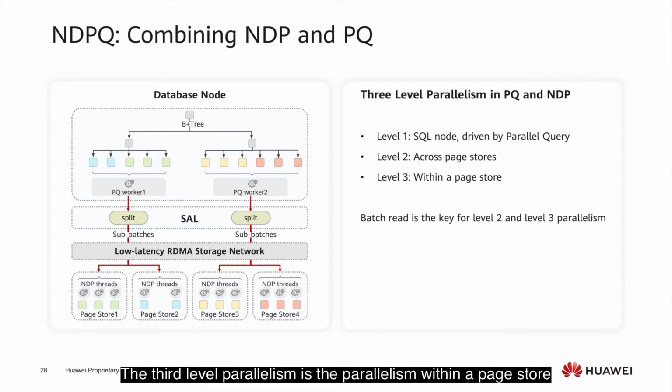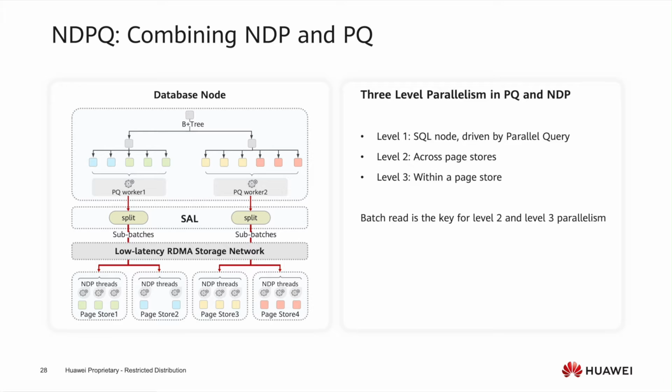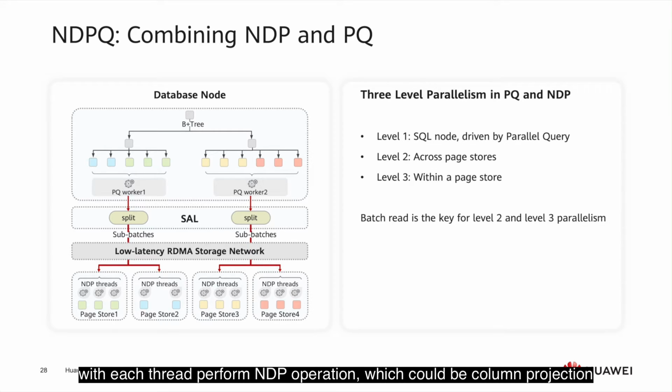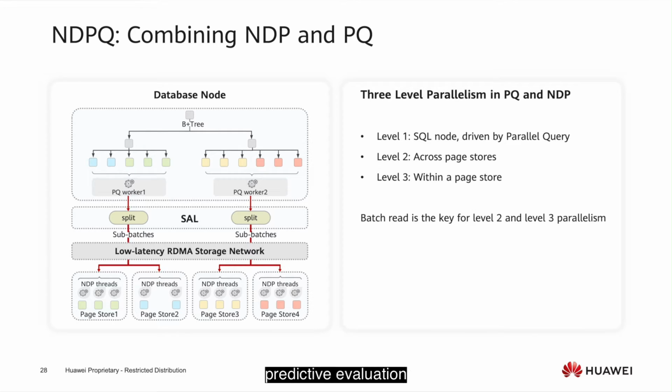The third level is parallelism within a page store. The page store can use multiple concurrent threads to perform the NDP operations, with each thread performing an NDP operation, which could be column projection, predicate evaluation, or aggregation on each page in the batch.